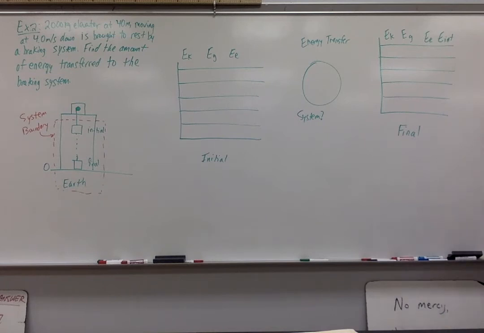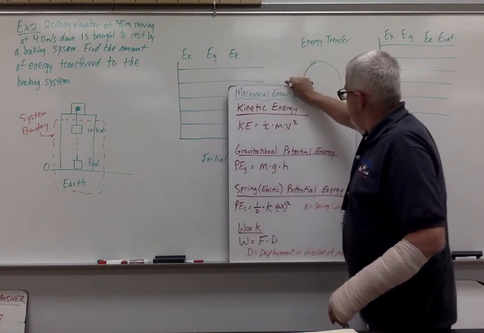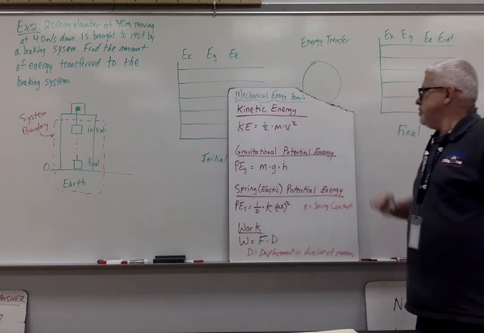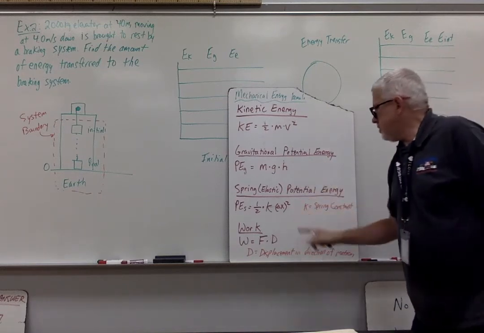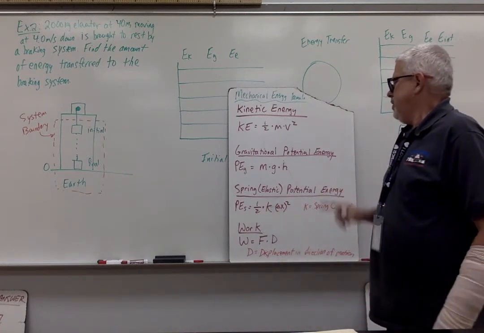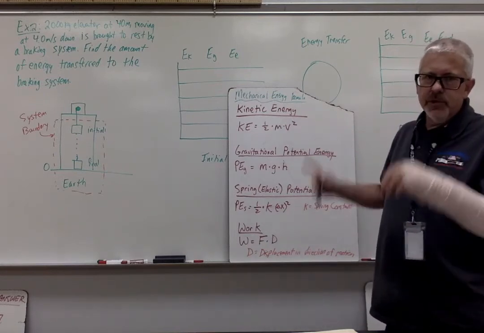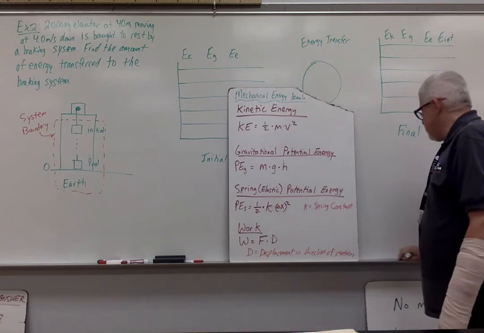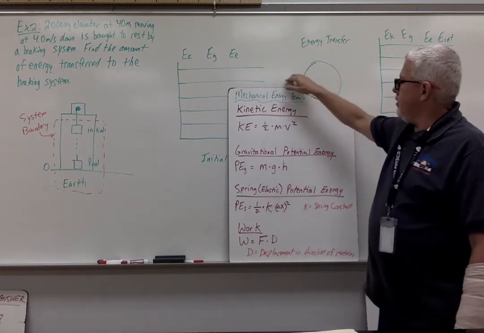quantitatively with energy, we come back to these formulas, which I had posted earlier. Kinetic energy, 1/2 mv squared. Gravitational potential energy, mgh. Elastic potential or spring potential energy, 1/2 k delta x squared. Work, force times distance. All measured in units of joules. It's a universal unit of energy in the international system. So we're going to kind of take that down because it's blocking things here.